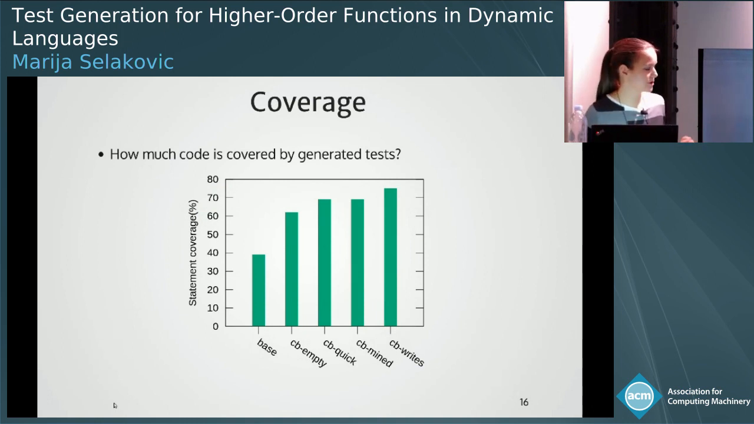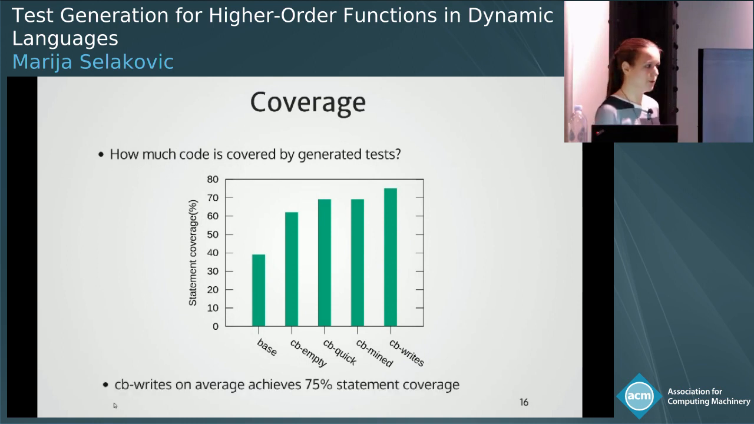This graph shows the average statement coverage achieved by each approach over all benchmarks. So also when it comes to coverage, we conclude that CB Write is the most effective one, and it achieves, on average, 75% of the statement coverage.